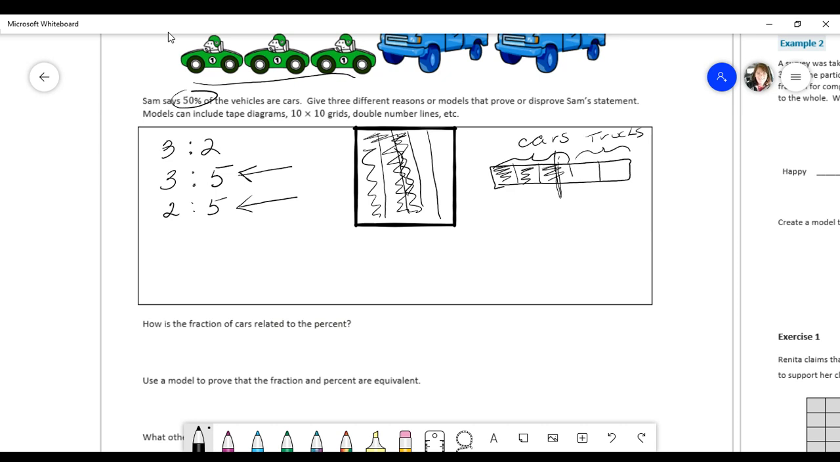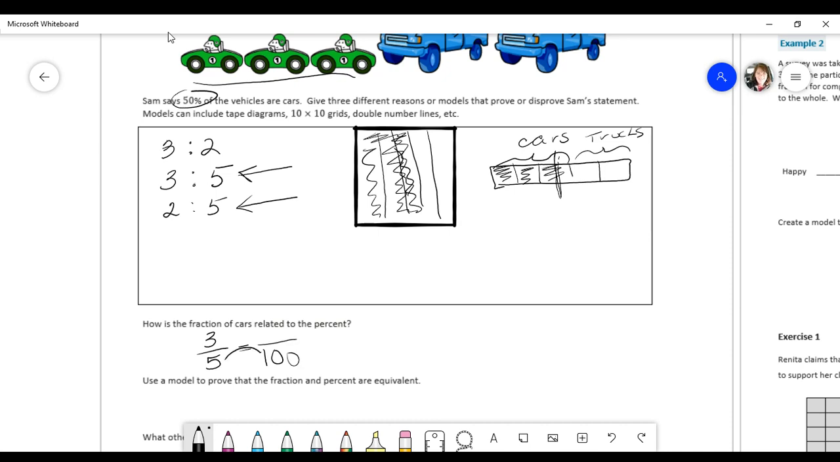Looking down here, how is the fraction of cars related to the percent? Well, our fraction of cars, we already said, was 3 to 5. So 3 out of 5. And what did we say that percents always are out of? Good, 100. Percents are always out of 100.